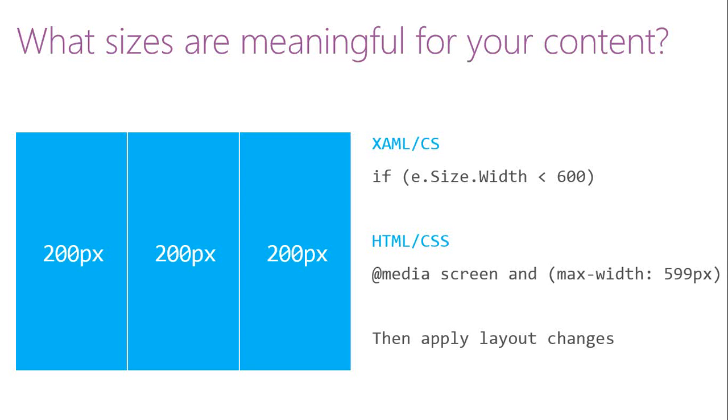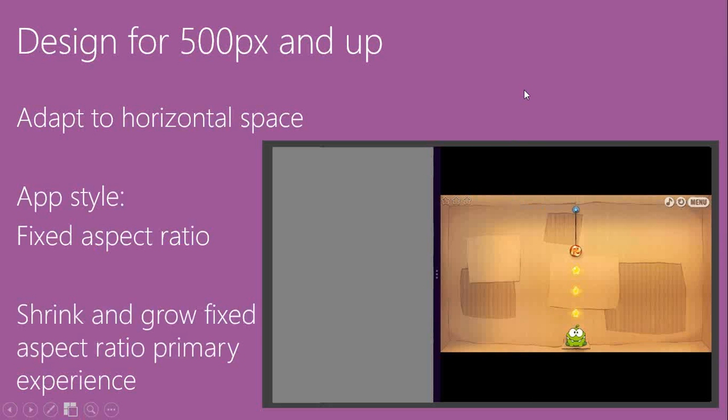So also in CSS, the same thing, the 600 pixel can be implemented using 599 pixel max width, and the whole application layout changes happen according to these. So design for 500 pixel and up. Here is another scenario where the app style is fixed aspect ratio, which is basically games. So over here, you would want the whole of the game to shrink and grow according to a fixed aspect ratio to give a good user experience.